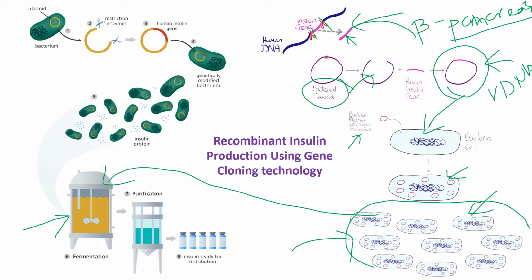What we'll do, we'll purify this vector molecule, and this insulin is ready for distribution. We'll harvest, purify, and we'll sell this insulin, which is of bacterial origin, in ampules or vials, and this is called genetically engineered insulin hormone. So this is how insulin protein is produced and used to treat patients with diabetes.